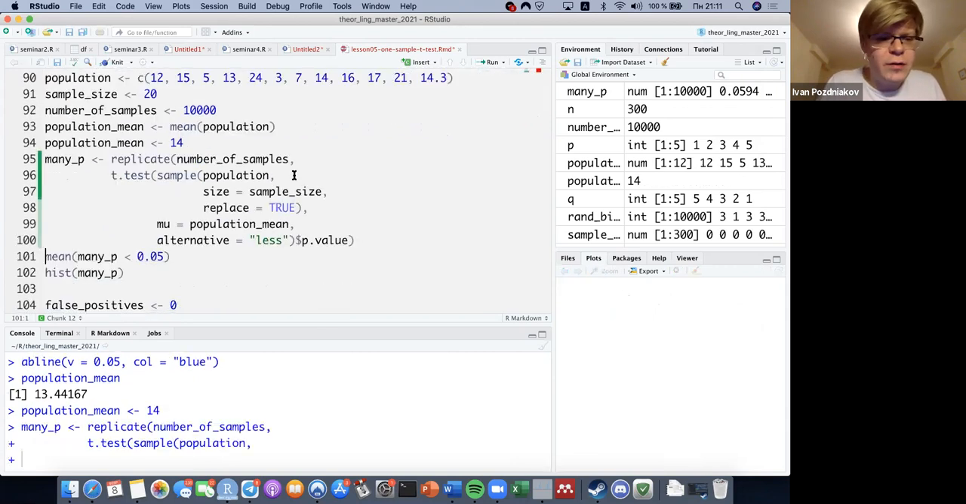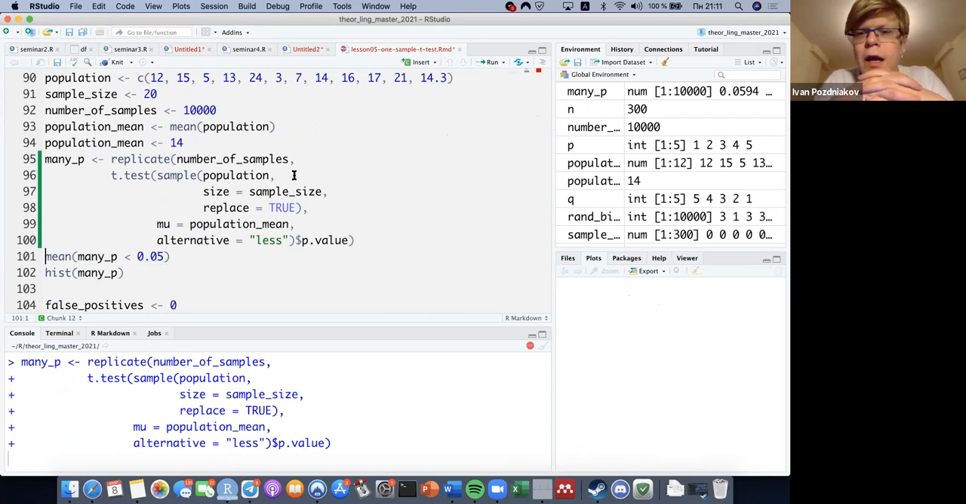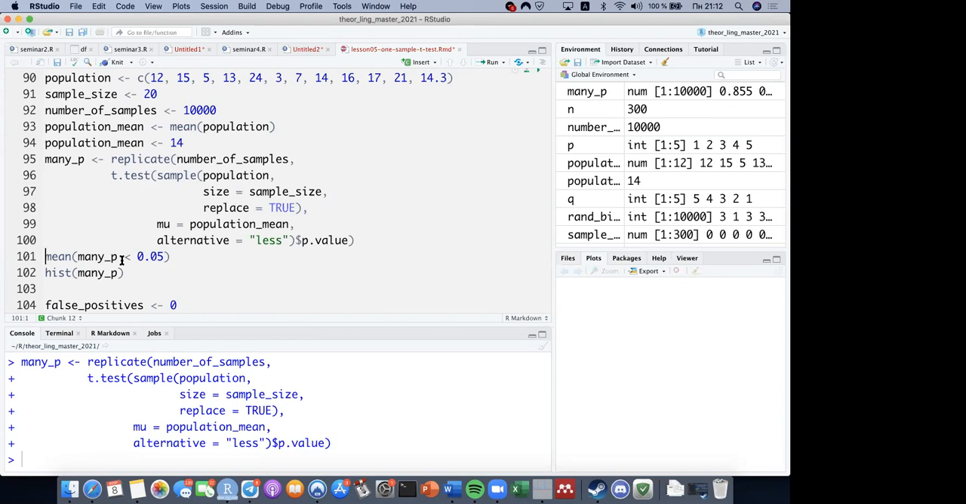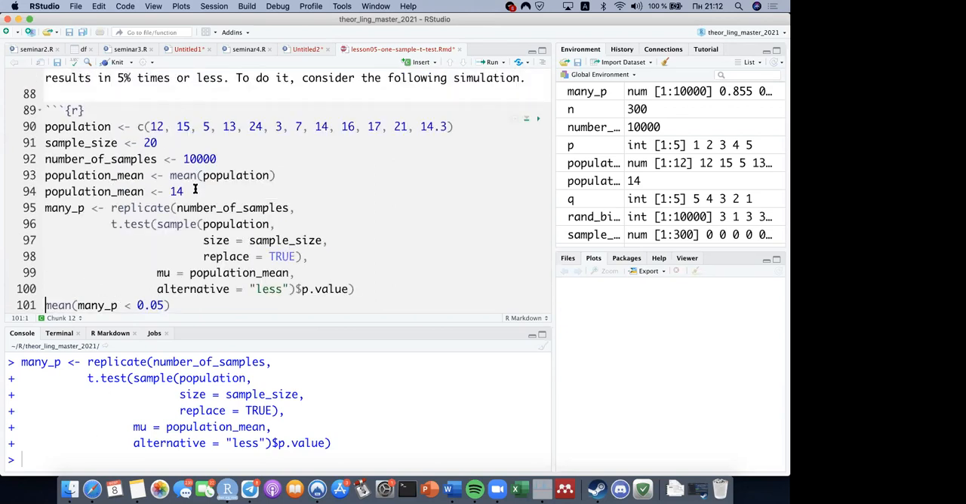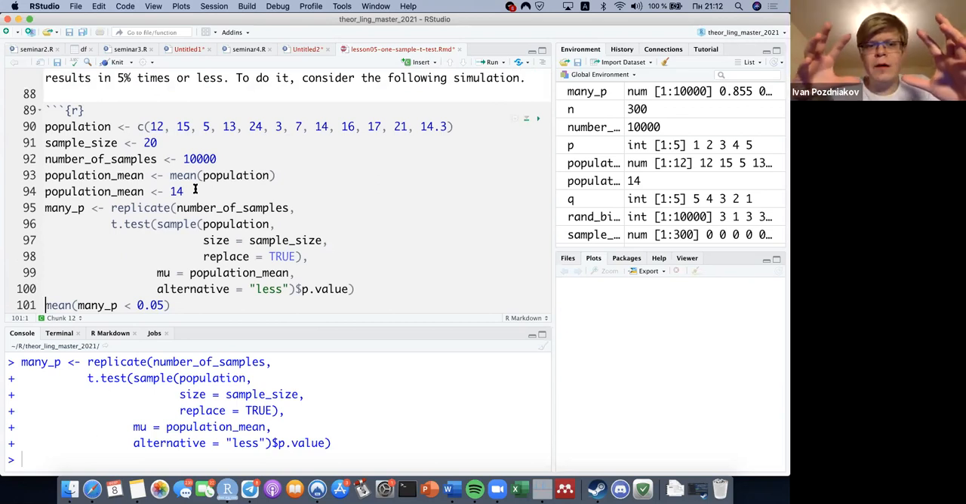So we calculate many p's again. And what do you think? How often will these p values be less than 0.05? Do you think it will be 100% of the cases? Well, I'm not sure that it will be 100% of the cases. I'm sure that it will not be 100% of the cases, because actually the difference is not so much. There is some effect there. But in many cases, we will not catch it.